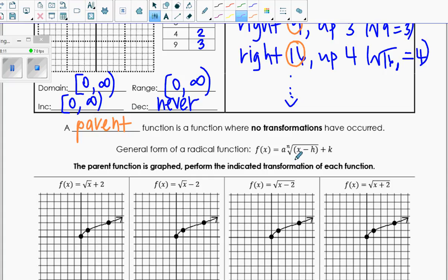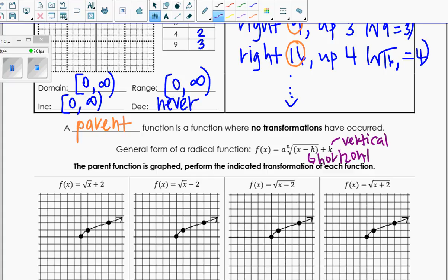Now, the general form should look very familiar to you from vertex form of a quadratic, and it's going to work the exact same way. You have K and H. Think about this. H and K was your vertex. If you're going to plot your vertex, H went left or right, K went up or down, right? It's plotting a point. So K is any vertical transformation I have. H is any horizontal transformation I have.